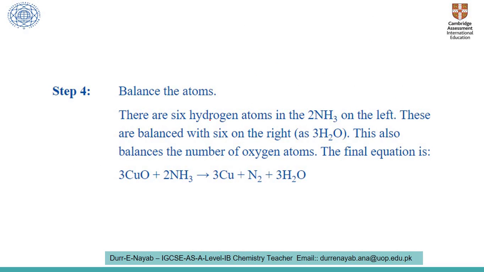So, balance the atoms. There are 6 hydrogen atoms in 2 molecules of ammonia on the left, on the reactant side. These are balanced with 6 on the right, when you put 3 with the water molecule. This also balances the number of oxygen atoms. The final equation will look like this: 3 copper oxide, 2 molecules of ammonia, 3 atoms of copper, nitrogen gas, and 3 molecules of water.